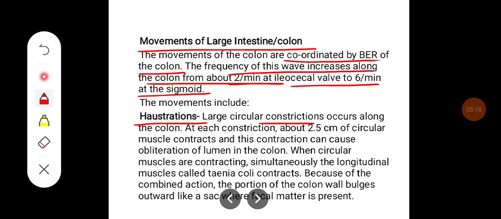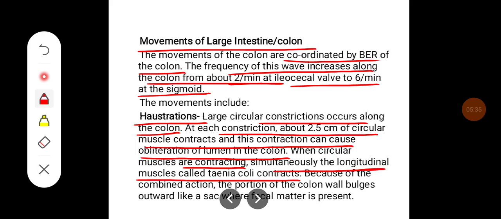Large circular constrictions occur along the colon. At each constriction, about 2.5 centimeter of circular muscle contracts, and this contraction can cause obliteration of the lumen in the colon. When circular muscles are contracting, simultaneously the longitudinal muscles called taenia coli contract. Because of the combined action, the portion of the colon wall bulges outward like a sac where fecal matter is present.